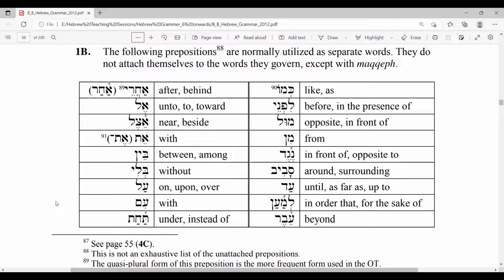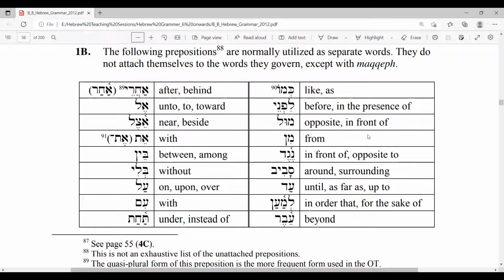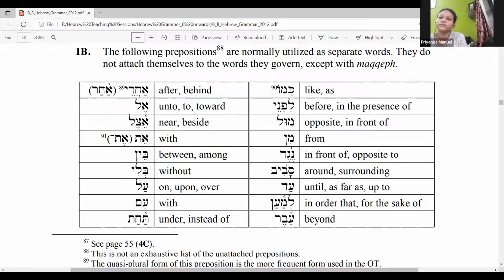Then im. Im means with. Takhat: under, instead of. Kemo: like, as. Then lifne: before, in presence of. Mul: opposite, in front of. Then min. Min means from. Neged: in front of, opposite of. Saviv means around, surrounding.